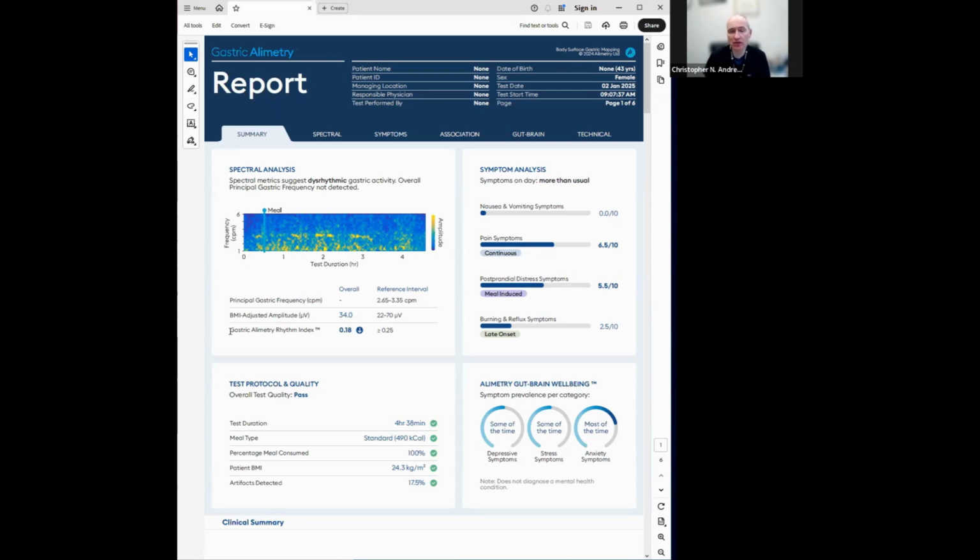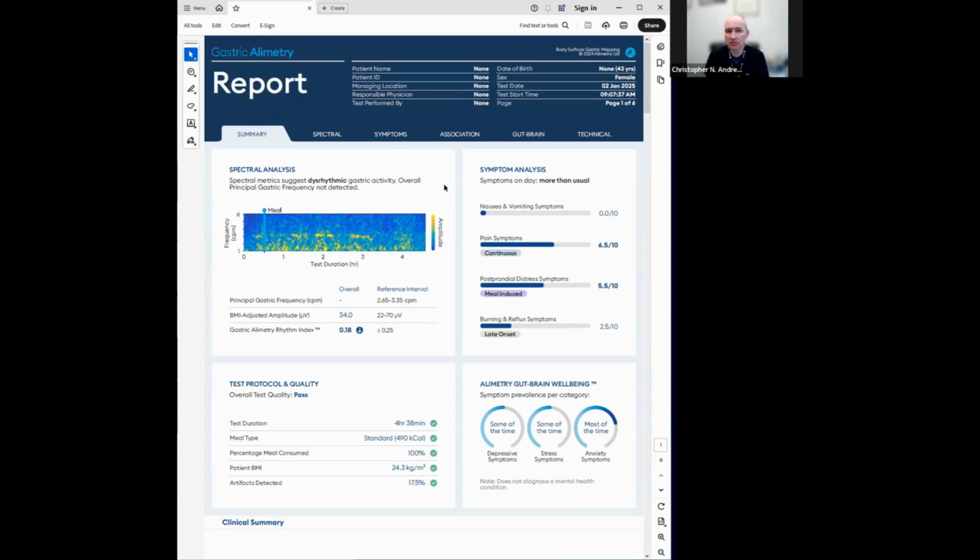There is, however, gastric electrical activity occurring, and you can see that the BMI-adjusted amplitude is within normal range at 34. And since the computer was not able to identify a sustained frequency that was dominant, there was no measured principal gastric frequency. So overall, again, clinically, this is consistent with a dysrhythmic phenotype, and the new addition is that the software will actually confirm that for you as well, that the metrics are consistent with dysrhythmic gastric activity.